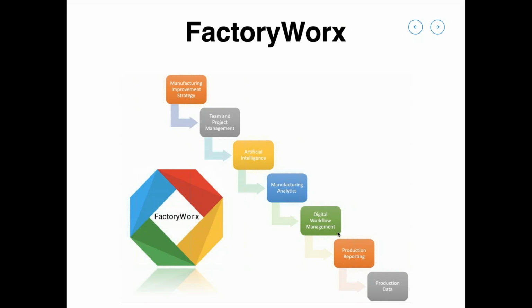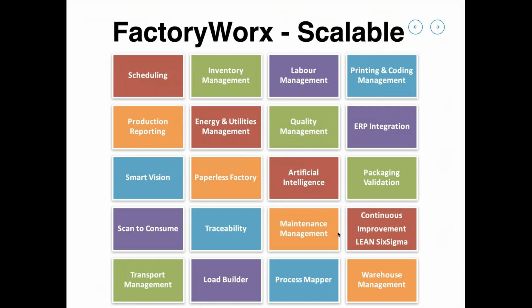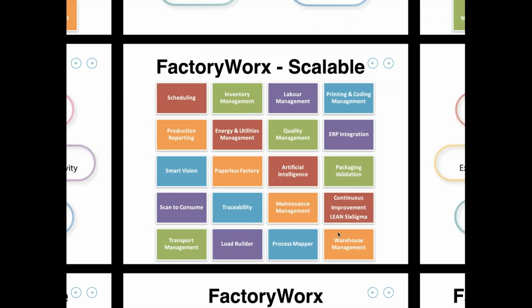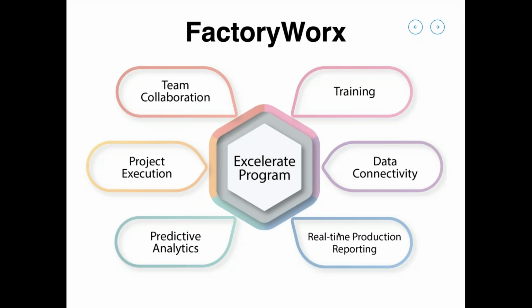At FactoryWorks, we focus on not only production data, but deliver information all the way up to strategic manufacturing improvement. We provide scalable systems. So again, we may start off with OEE or production reporting, and then allow your business to expand into team management or any aspect that requires information. And through our Accelerate program, we provide training, connectivity, reporting, analytics, and team collaboration.